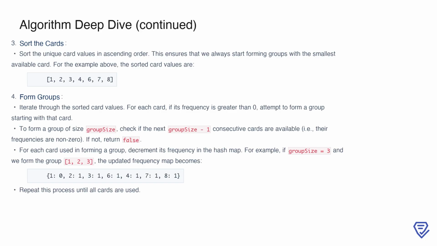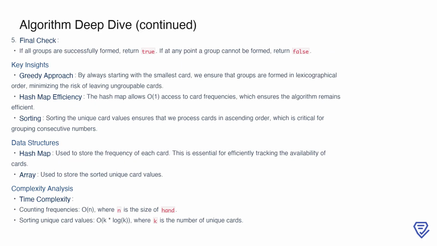For example, if group size equals 3 and we form the group 1, 2, 3, the updated frequency map would become 1:0, 2:1, 3:1, 6:1, 4:1, 7:1, 8:1. This process is repeated until all cards are used or until we determine that no more valid groups can be formed. The final step is a simple check. If we successfully form groups for all the cards, we return true. However, if at any point a group cannot be formed, we return false.